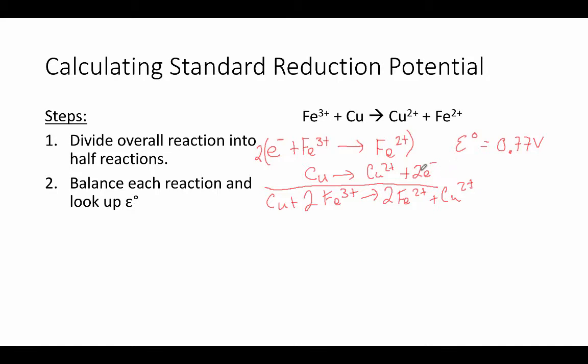But because when we balance this equation we have to flip the reaction, you also have to reverse that sign. So E naught is going to equal negative 0.34 volts. Then to find the voltage, you just add these two up, just like you would add up your delta H values if this was a Hess's law problem. When you do that, you end up getting 0.43 volts.